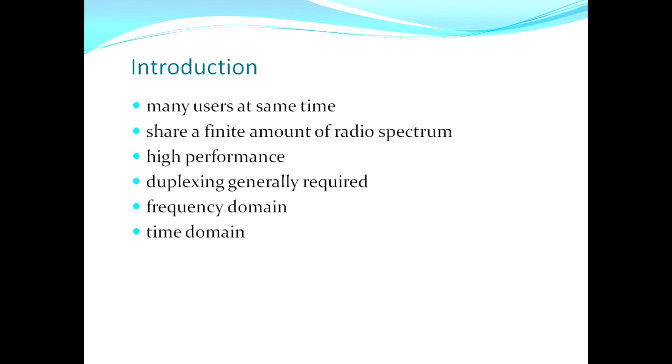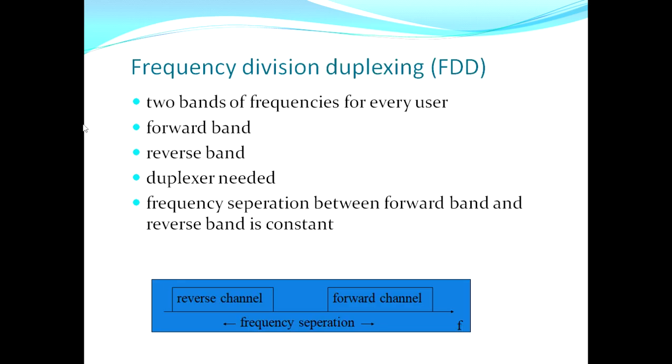So what is the purpose of multiple access? Many users can use the available channel at the same time. It is used to share the finite amount of restricted radio spectrum among millions of subscribers and other users. It leads to high performance, and duplexing is generally needed when using multiple access techniques. It can be used in the frequency domain or in the time domain. Since it needs a duplexer, let us first see the duplexing technique.